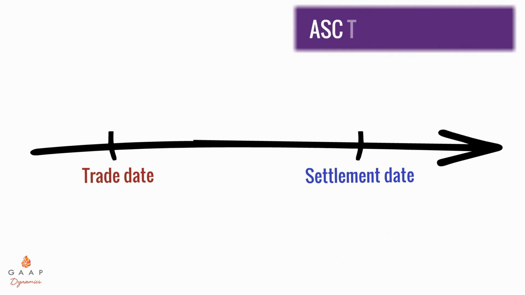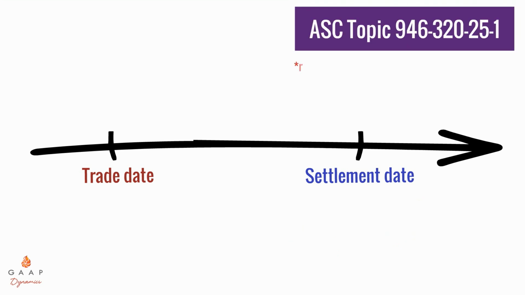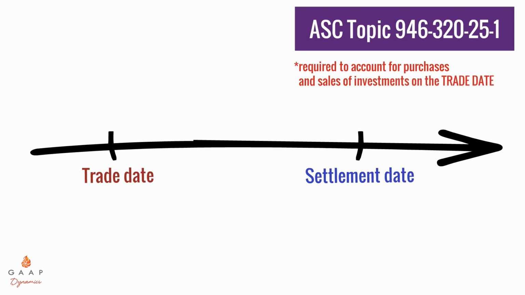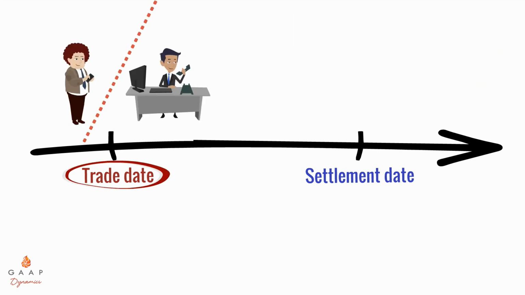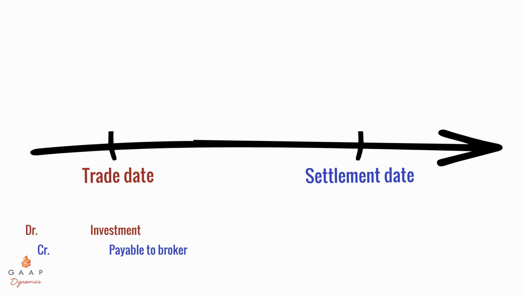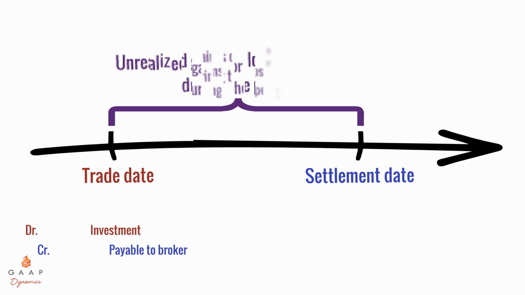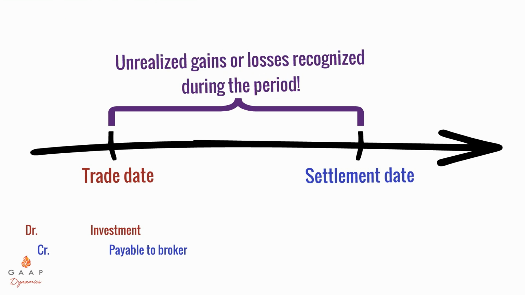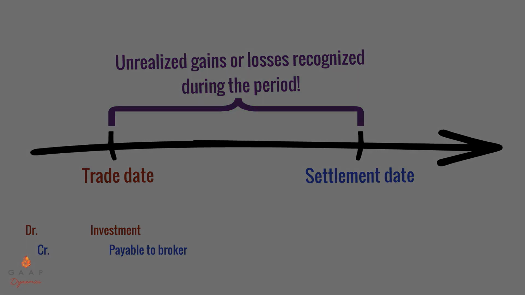In accordance with ASC Topic 946, investment companies are required to account for purchases and sales of investments on the trade date. This means that when a transaction is initiated to make a purchase, the investment is recognized on the buyer's statement of assets and liabilities, with an offsetting entry to payable to broker for the transaction price. Any unrealized gains or losses occurring between the trade date and settlement dates are recognized as if the investment was physically possessed during that period.